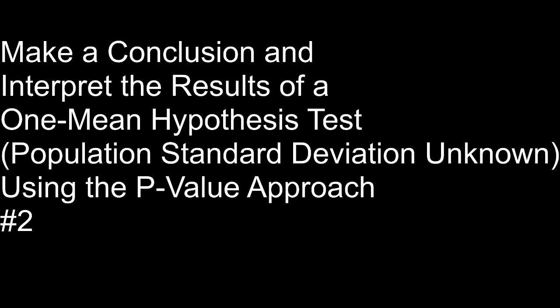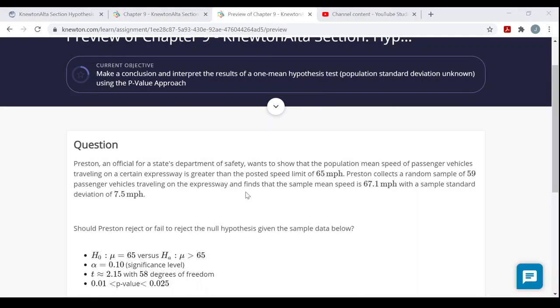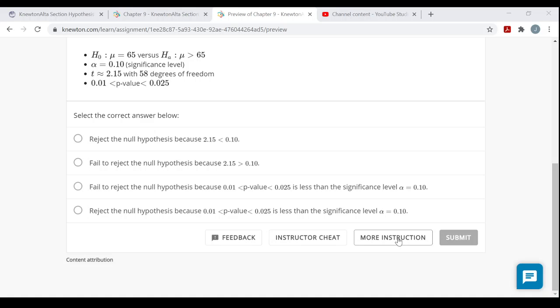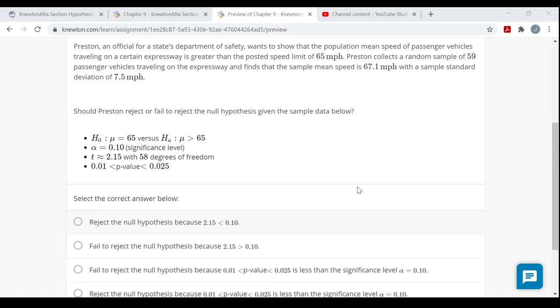So hopefully you've seen the number 1 video, the first one, and this time I'm going to go through this a little more quickly when we look at this question related to this objective in your Newton Alta homework. All right, so let's take a look. Again, if you're unfamiliar with the topic and want to see more about it, click on More Instruction. Look at their videos, their notes, their examples, and hopefully they help.